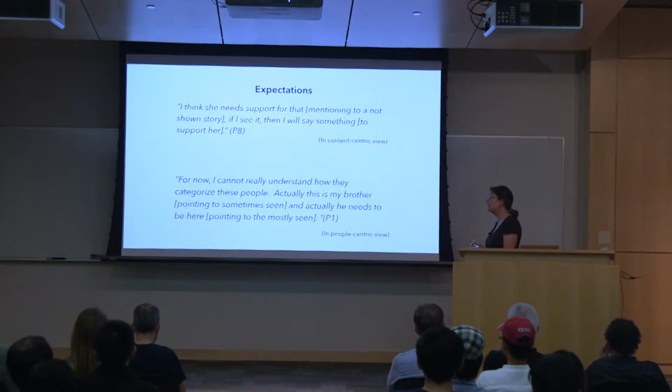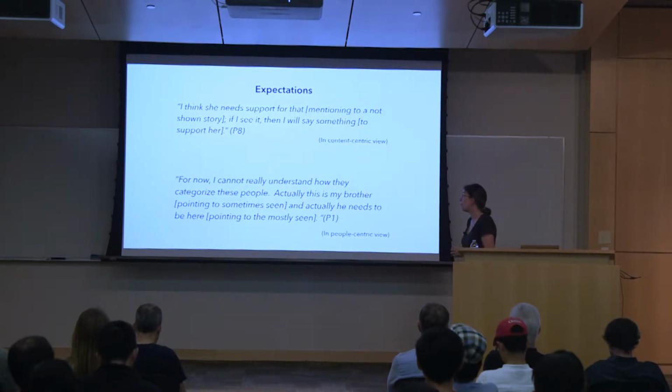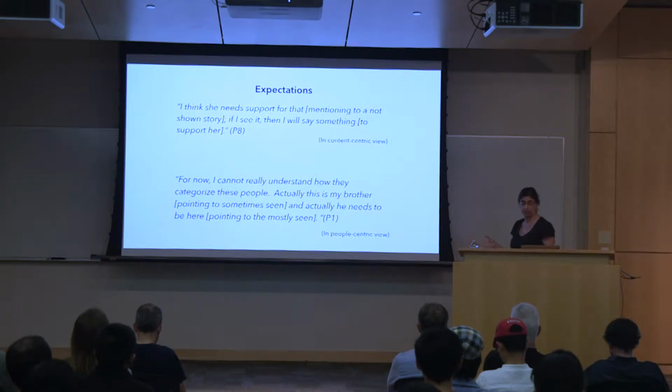In terms of expectations, continuing from that: I think she needs support for that, mentioning a not shown story. So if I see it, then I will say something to support her. And this idea of support came up again and again. People really wanted to support people and were upset when they couldn't. For now, I cannot really understand how they categorize these people. Actually, this is my brother, pointing to the sometimes seen category in the middle, and actually he needs to be here, pointing to the mostly seen.